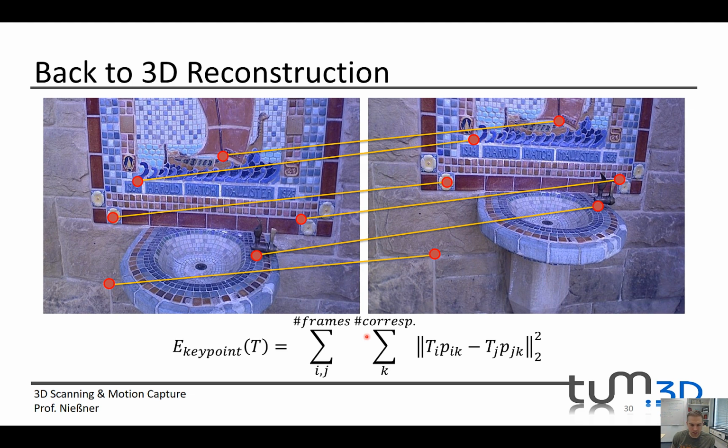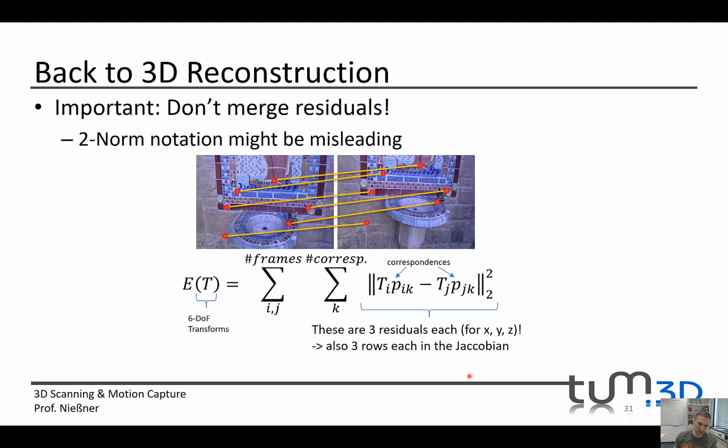Okay, so one thing that is important, I mentioned this already, but I wanted to re-highlight this, because it might be misleading how this is written down. It looks like it's a 2-norm and then you have one residual per sum, but in fact, it's 2 residuals here. Actually, it's 3 residuals, sorry, what I said. Okay, so don't merge these residuals.